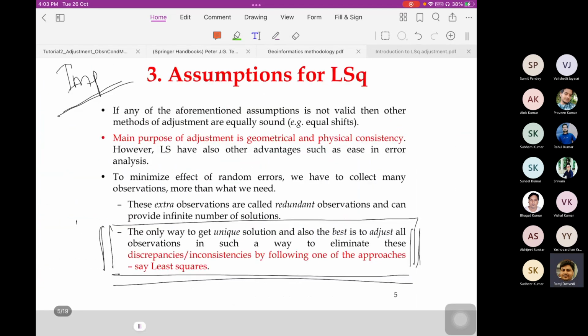Let us quickly go back to discuss some of the assumptions for least squares. If any of the assumptions which we have discussed is not valid, then other methods of adjustment are equally sound, which we discussed in the previous class. No issues. The main purpose of adjustment is to have geometrical and physical consistency, and LS also has other advantages such as error analysis that we will discuss.